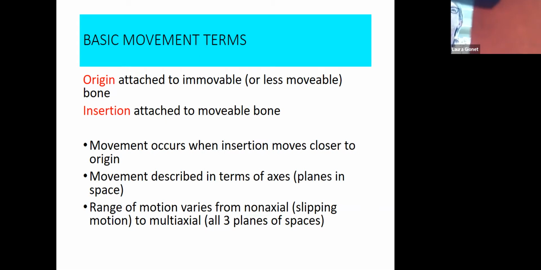All right, movement occurs when the insertion moves closer to the origin. Movement can be described in terms of axes, like planes of motion. Range of motion varies from what's called non-axial to multi-axial motions. So there are different motions that can be produced. We're going to look at some basic ones, right? But keep in mind that generally when we're talking about origin and insertion, the insertion is supposed to move closer to the origin.